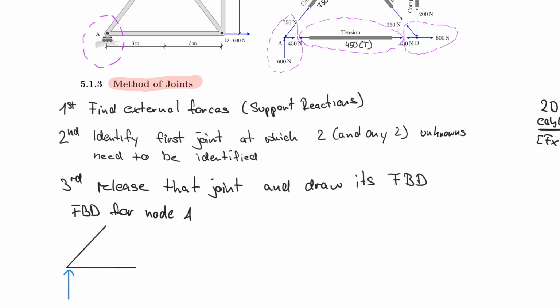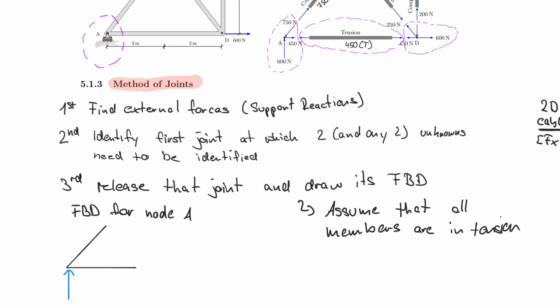Right? And now in step 3A, you do an important assumption. So you assume that all members are in tension. Now, what does that mean? That means that we have member AD down here and AB up here. And if you assume them to be in tension, then it would look as follows. I use purple for that. So you have them to be in tension.